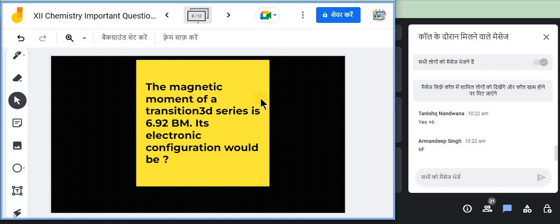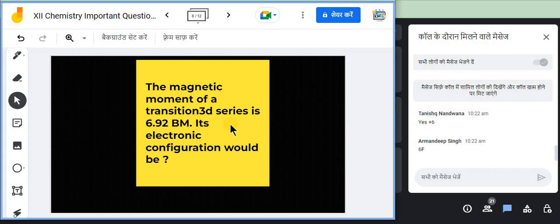Next question to you is an inorganic chemistry question. The magnetic moment of a transition series, that is the 3d series, is 6.92. I want to know from you, what is the magnetic moment formula? What is the formula for the magnetic moment? Then only we can solve this question.